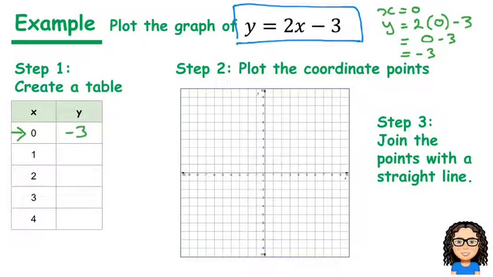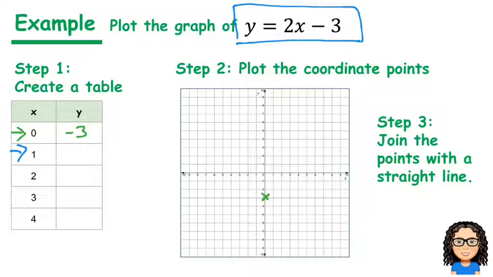So on the graph, if I was to plot that, I'm going to go x is 0, y is negative 3. That will take me to this coordinate point right there. Now I'm going to repeat that process with the next coordinate point. So now I'm going to take when x is equal to 1.